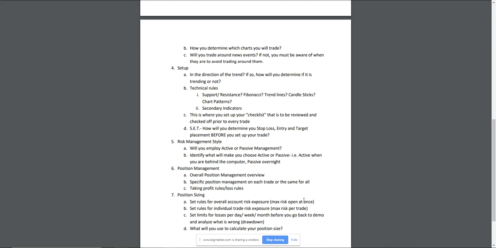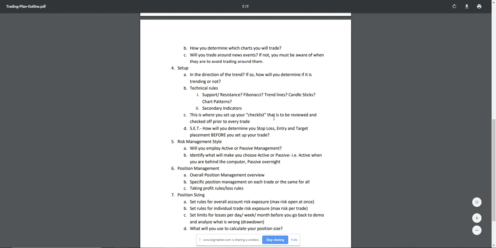Right? You even want to be taking notes of what the market behaved like that day, and then you'll be able to get an idea of what it's been acting like lately as a whole, things like that. You want to set up your checklist.